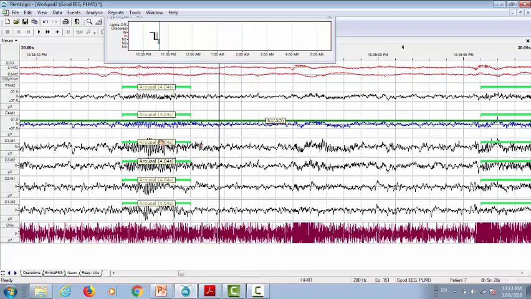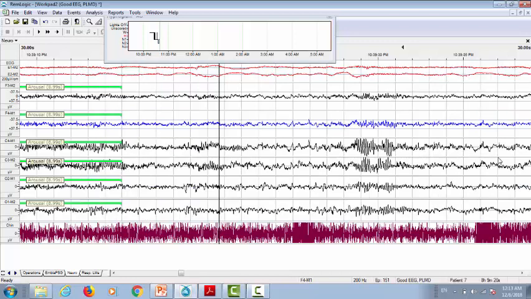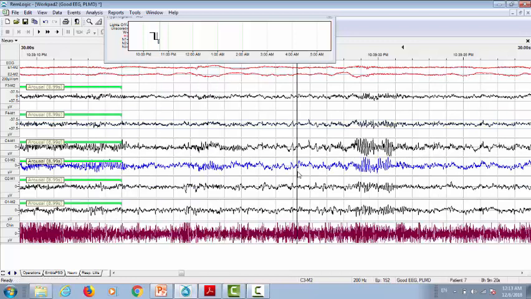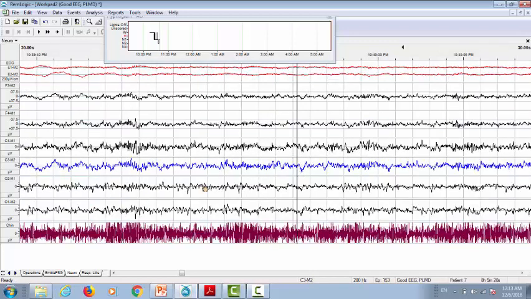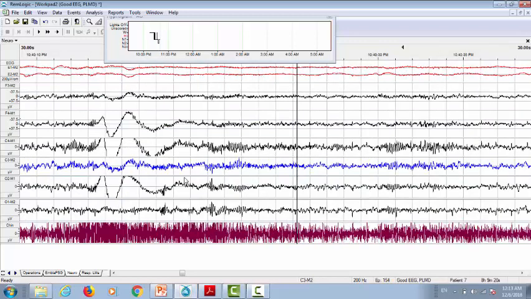So from the offset of this arousal to the onset of the next arousal, we have obvious, stable sleep, which makes more than 10 seconds. So we can score the next arousal. This is N1. Continue as in N1. There is another arousal.